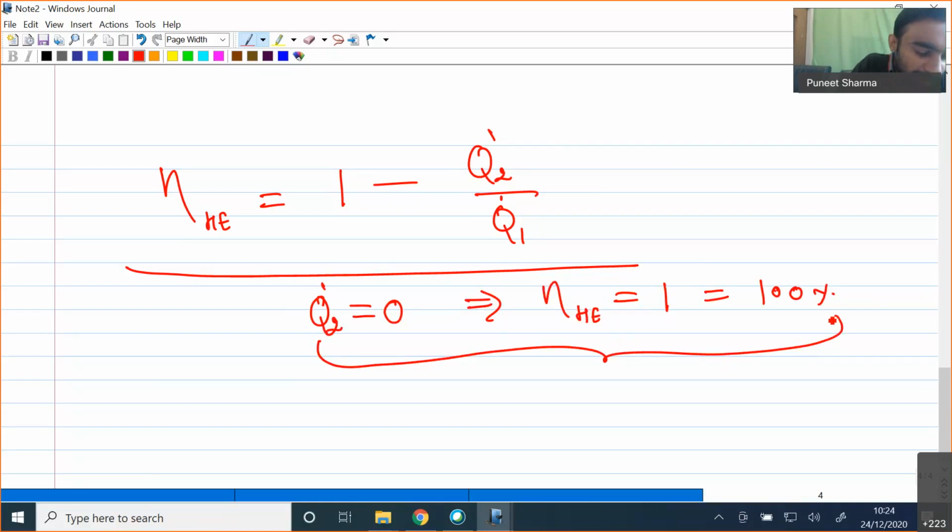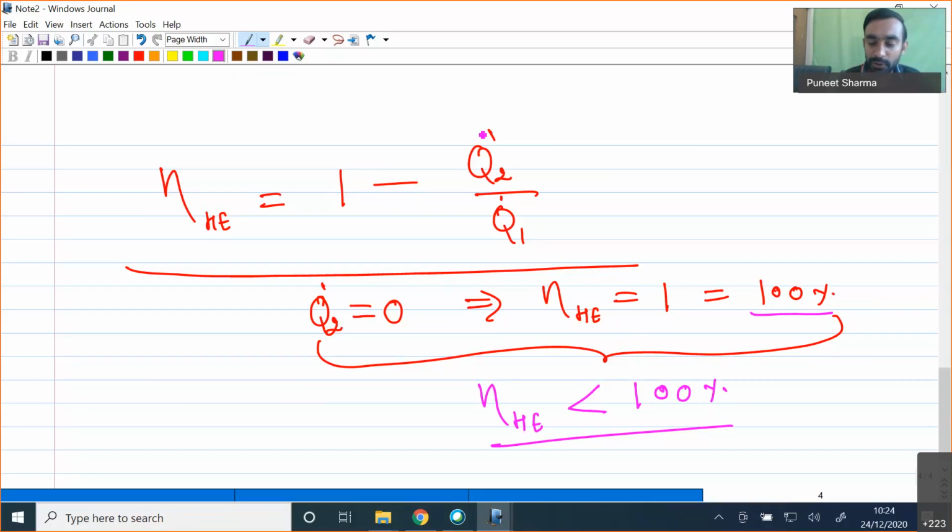Because of that, we will never have a heat engine with efficiency equal to 100%. So the efficiency of a heat engine will always be less than 100%. We have to have some positive amount of Q2 dot, then only will the Kelvin Planck statement of the second law be applicable, and once the second law is satisfied, our process will be feasible. So for a practical, feasible process, the efficiency of the heat engine will always be less than 100%.